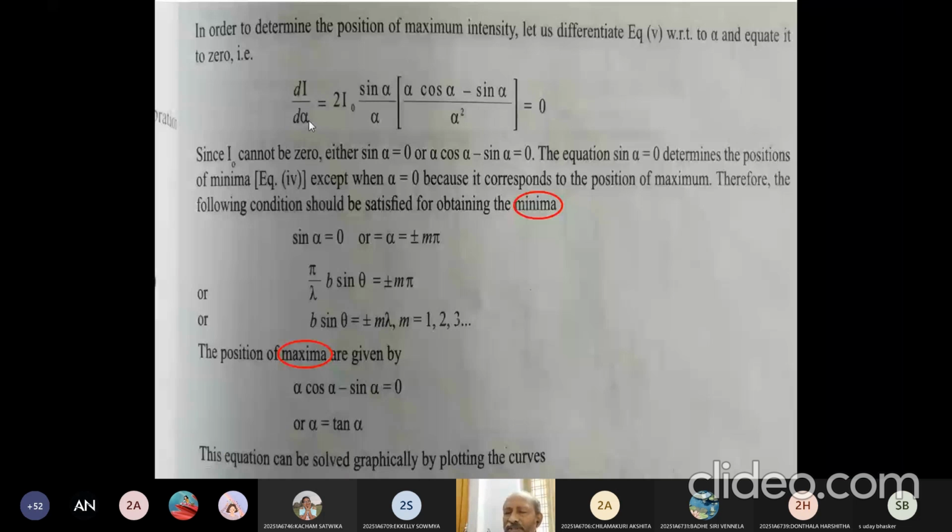So the first condition, alpha is equal to 0, tells you the principal maxima condition. That means when do you get the highest amplitude, that is the principal maxima condition. When sin alpha is equal to 0, alpha is equal to plus or minus m pi; this gives you the condition for minimas. And alpha cos alpha minus sin alpha is equal to 0, that is alpha is equal to tan alpha, is the condition that gives you the secondary maximas.